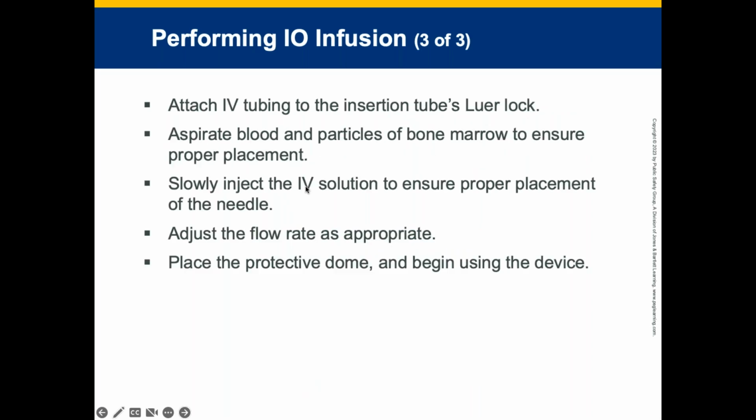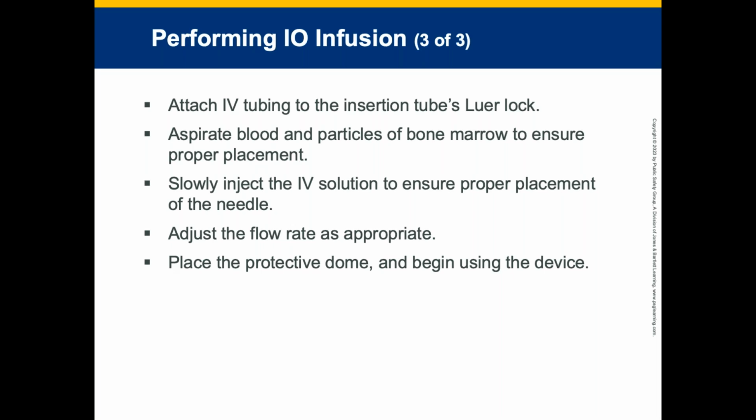We're going to discard the stabilization needles into a sharps container and attach IV tubing to the insertion tube luer lock. Most of the time they come with one built into the package. You want to make sure you pull back first and aspirate blood or bone marrow to ensure proper placement. If you don't see it, then you're probably not in the right spot. Slowly inject IV solution to ensure proper placement of the needle.